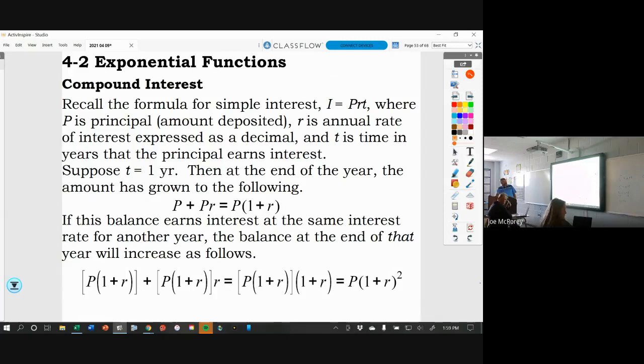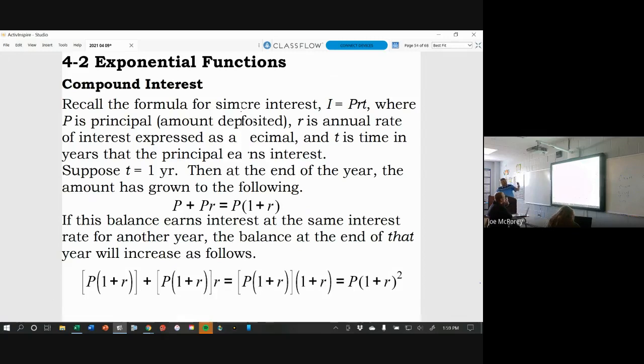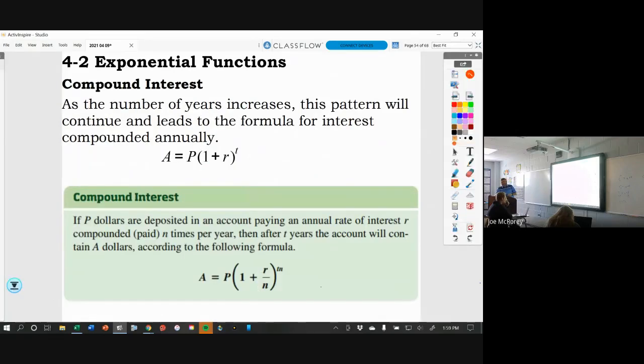Simple interest is just that: you get interest on that money. Compound interest is when you get interest on top of interest. So for compound interest, the formula is A equals P times (1 plus R) raised to the T power. So that money is compounded over and over and over again.